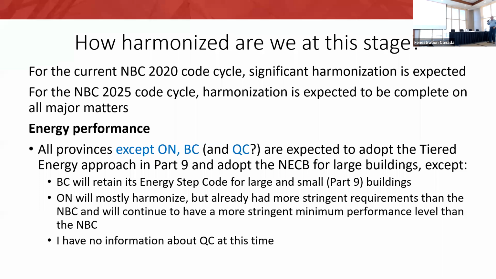In the current code cycle, I think we're expecting significant harmonization of the provinces with the 2020 code, and I think in the next code cycle they're expecting it to be complete on all major matters. On energy performance, all provinces are expected to adopt the tiered approach, except Ontario and BC, which will deviate a little bit from it. And I don't know about Quebec, and I don't know if Robert is watching us today, but if he has any information about Quebec, we'd like to learn more about that.